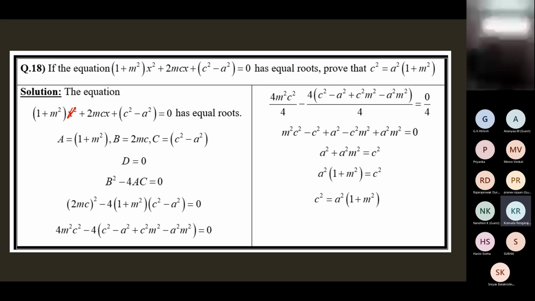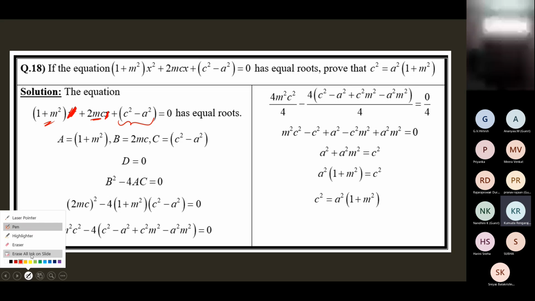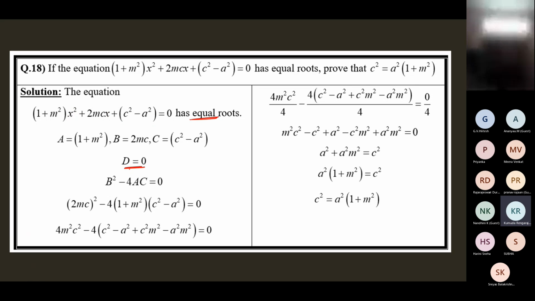So the coefficient of x square is a. So just take away this. This is a. The coefficient of x is b. So this is b. And the constant is c. All right. Now, since it's given that the equation has equal roots, we know that D is equal to 0, which means b square minus 4ac is equal to 0.